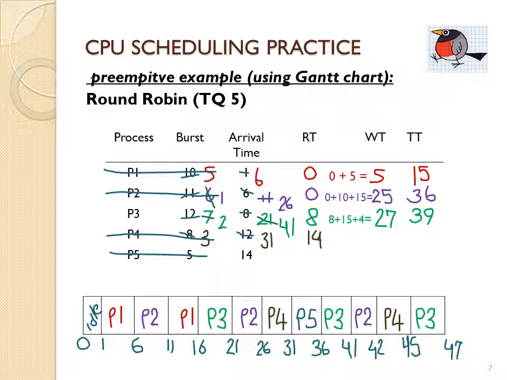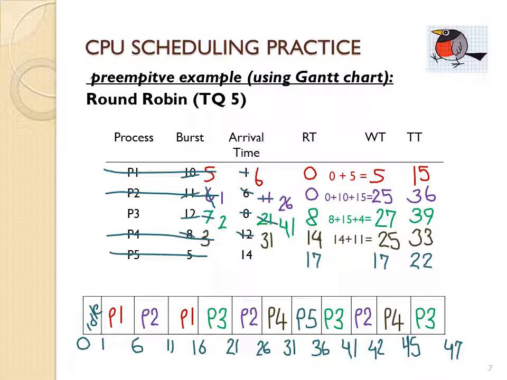P4 arrived at time 12, first got on the CPU at time 26, so its response time is 14. And its turnaround time is 33. It was active in the system for 33 time units, and it spent 25 of those 33 time units waiting. And P5 waited 17 time units before the first time it got on the CPU, finished at time 22, and it waited a total of 17 time units.